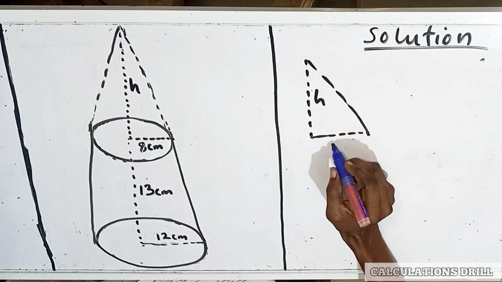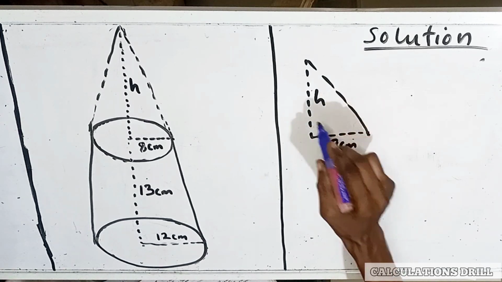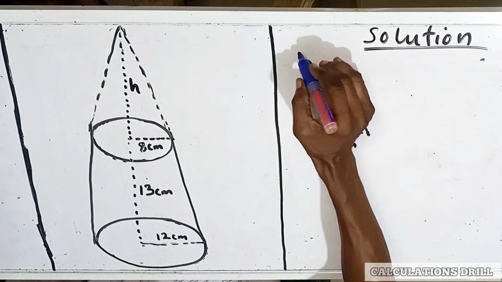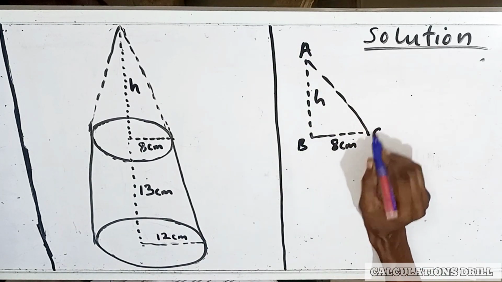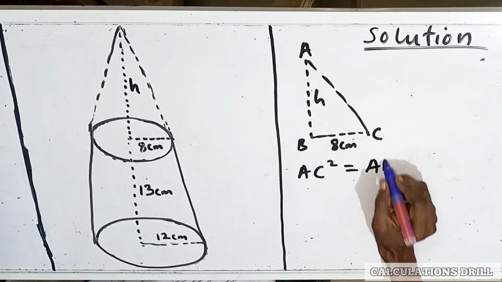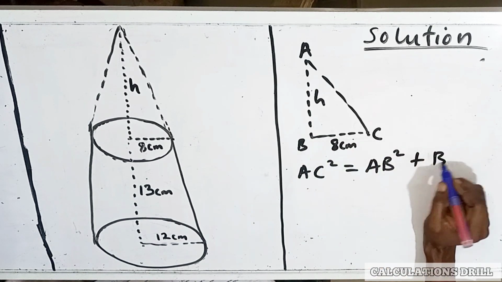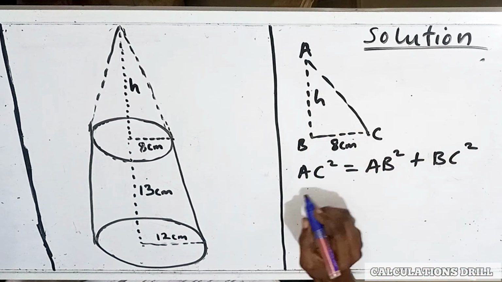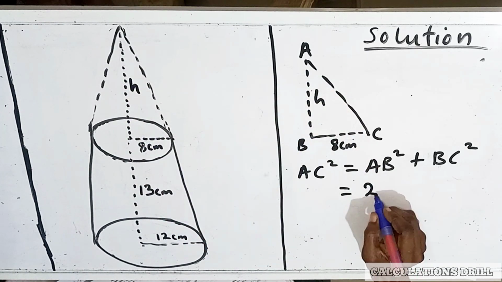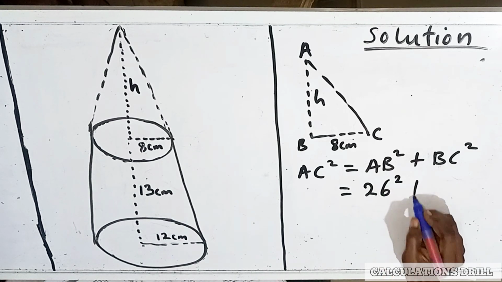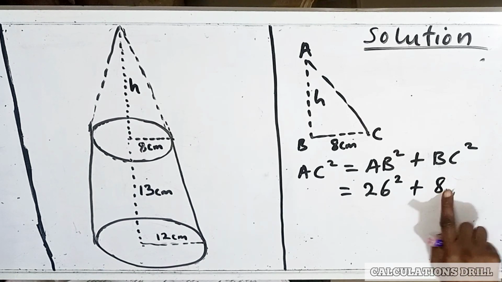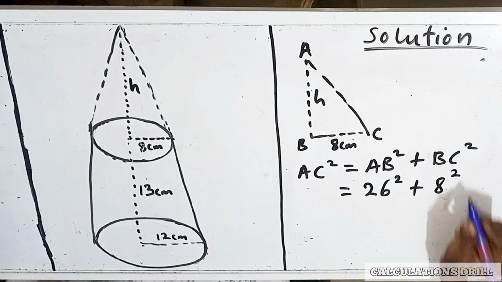We already solved for the height of the smaller cone. To solve for the slant height, we're going to use our Pythagoras theorem. So AC squared equals AB squared plus BC squared. We already know what our h is, so we are solving for AC squared. So our AB is equal to 26, so we'll say 26 squared, plus our BC, which is 8 centimeter, and that will give us 8 squared.